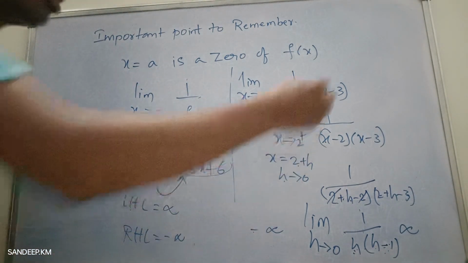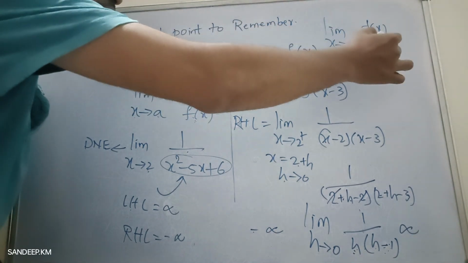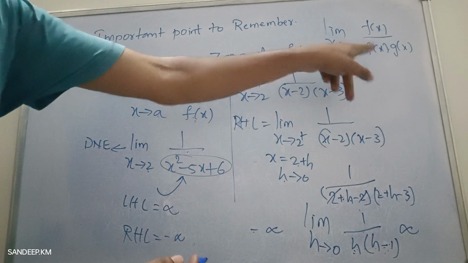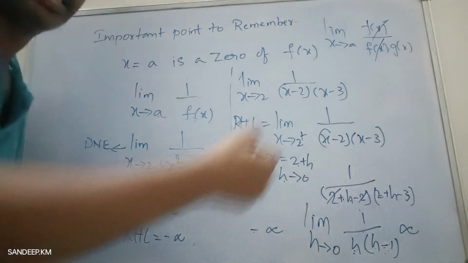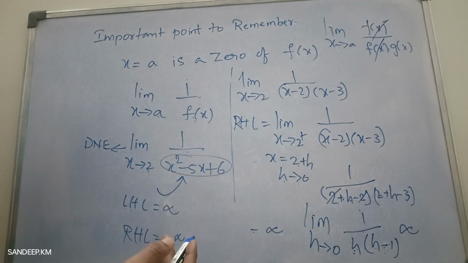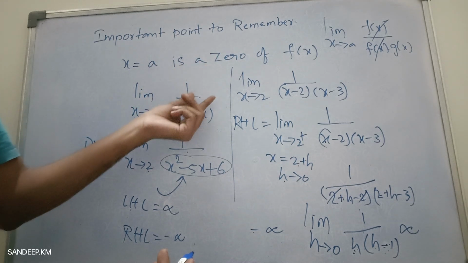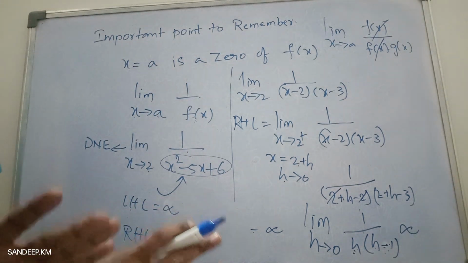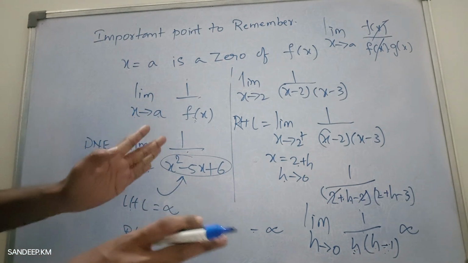Sometimes you'll get an example like this: limit x approaches a, f of x divided by f of x into g of x. Of course, x is equal to a is a 0 of f of x. But still, f of x and f of x will get cancelled. It will not be there. Then you can find the limit directly. But if f of x should be there in the denominator and it should not get cancelled with the numerator, then it's very important to find LHL and RHL. I hope you understood this. For these kinds of functions, we will find LHL and RHL. We will not calculate the limits directly.